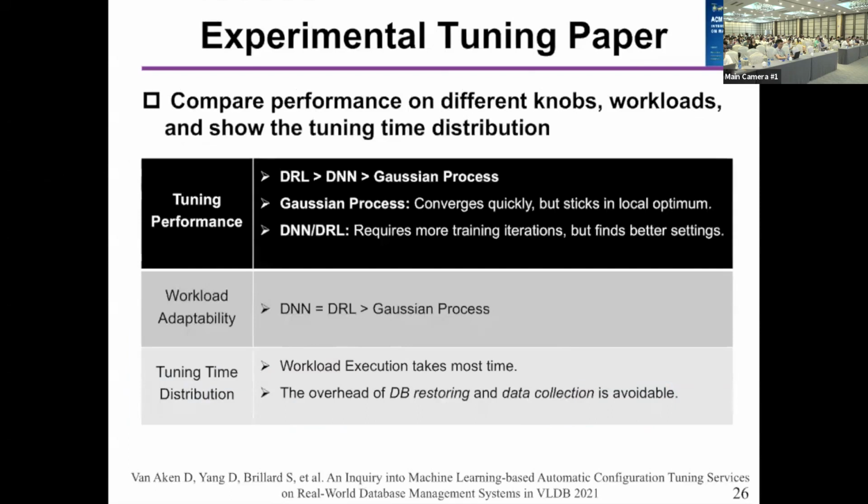For the tuning performance, deep learning and reinforcement learning are better than Gaussian process. Gaussian process can converge quickly, but may fall in some local optimum. And deep learning requires more training iterations, but finds better settings for adaptability. And for the tuning time, if we want to run workloads, running workloads takes a large portion of the time. So it's important to reduce the training time.